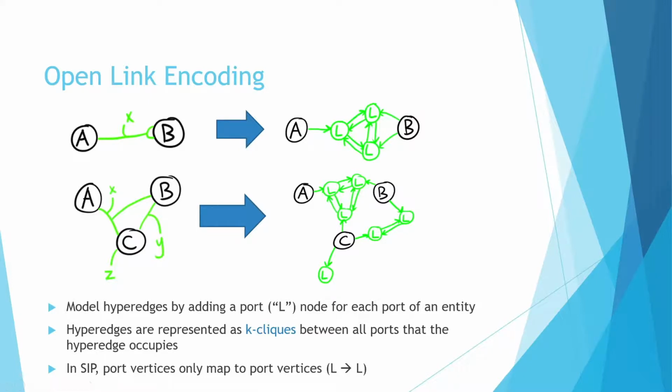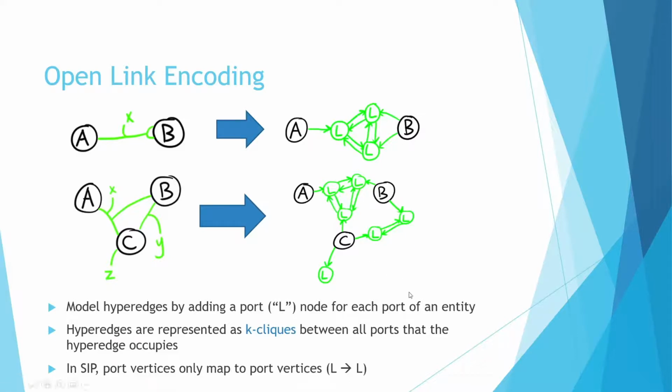We then model the hyperedges themselves as k-cliques between all ports that a hyperedge occupies. So for example, to model this hyperedge of cardinality 3 at the top, we turn it into a 3-clique where there's 2 adjacencies to the B and 1 to the A, as in the bigraph. And here's a more complex example with multiple k-cliques, and that's how we end up representing the hyperedges.